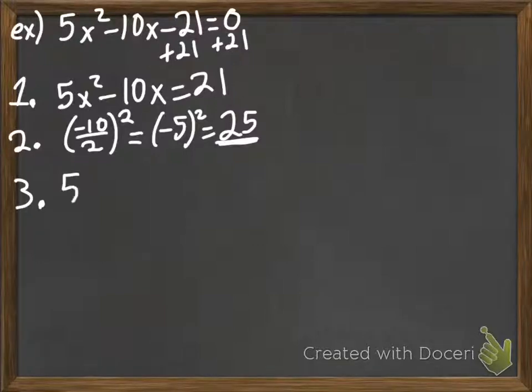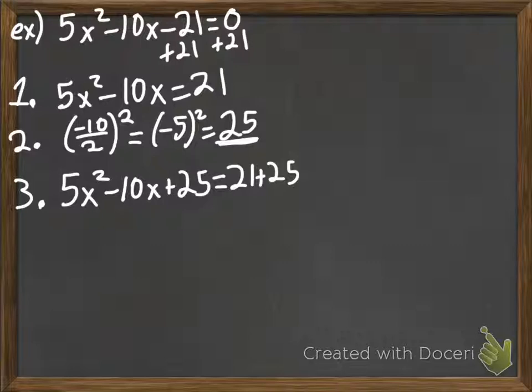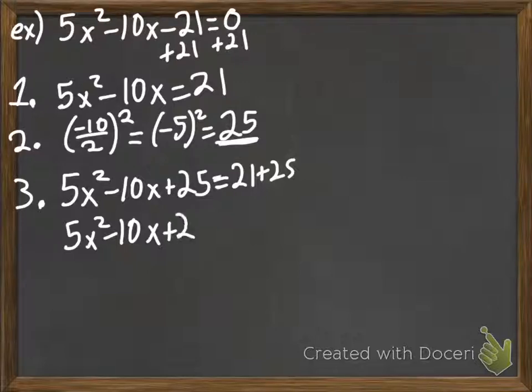And the number you get in step 2 will always be positive. I want you to think about why it is always positive. Step 3, we're going to add that. So 5x squared minus 10x plus 25 equals 21 plus 25. And let's just simplify 21 plus 25 to be 46. Actually, I'll just go ahead and rewrite it again. It's no problem. There we go. And then we are going to factor this.